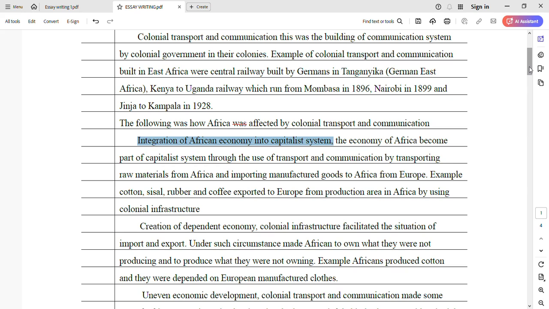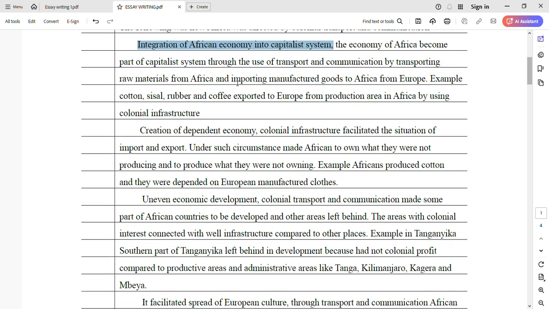And if you have an example, as I brought the example, Africa produced the cotton and the sisal and the rubber and coffee, but we sent all of them to Europe, and we received the manufactured goods by using infrastructure. Number two, it is the creation of a dependent economy.